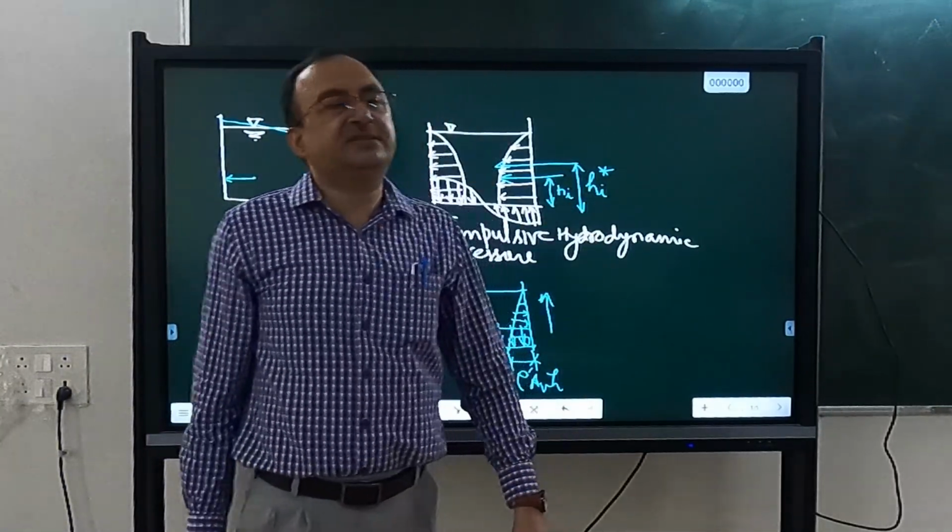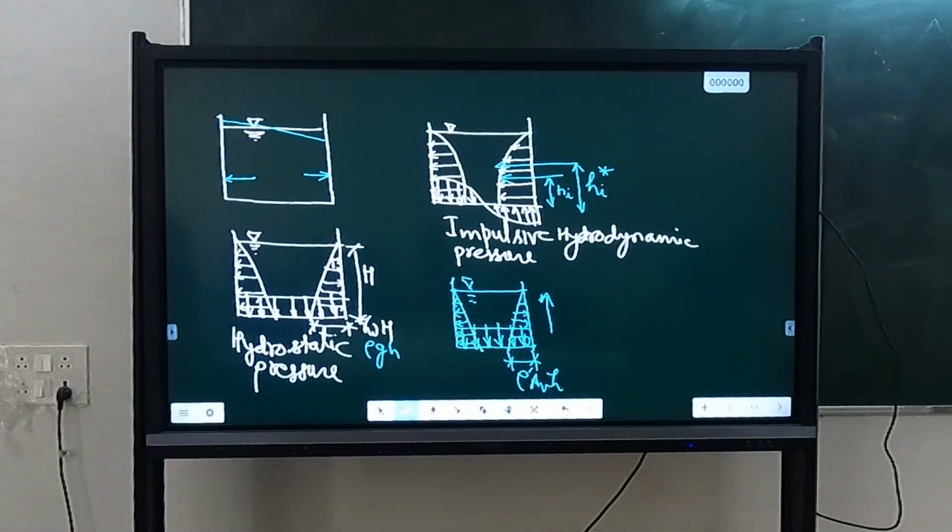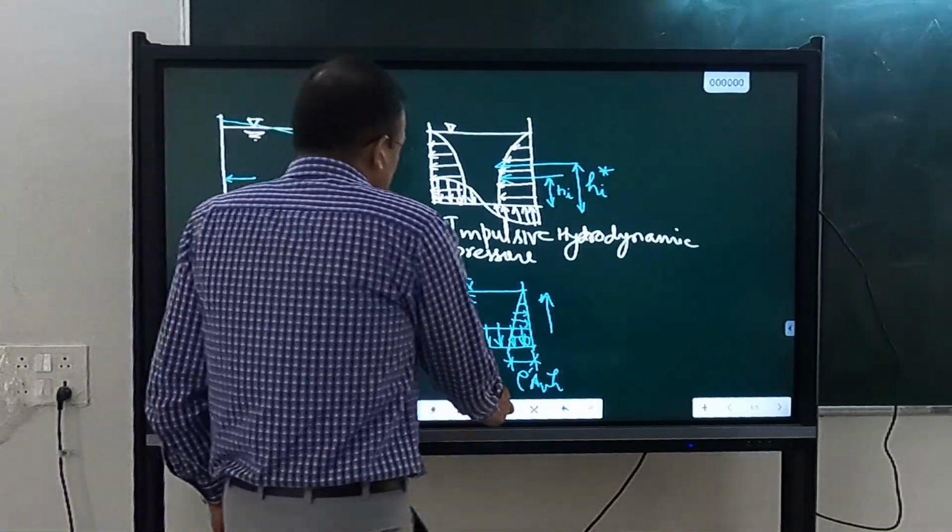Expressions for hi and hi star I will give you, and it is available in the code also, and let us see. So you have the code copy with you. Look at figure 2. Let me complete the convective part also, then you will be able to understand the whole figure.